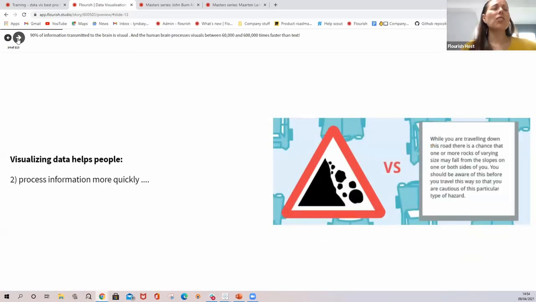But also on the communication part of visualization, as I've said, humans are naturally wired to process information visually. 90% of information transmitted to our brain is visual, and we process visual information between 60,000 and 600,000 times faster than text. And I love this little infographic because it just proves that it would take you much longer to read through this text and process what it's trying to tell you. But instantly you see this sign and you know: danger, beware, there's falling rocks. So it's a nice little way of showing you that you find the message much easier to recognize in this kind of visual representation.